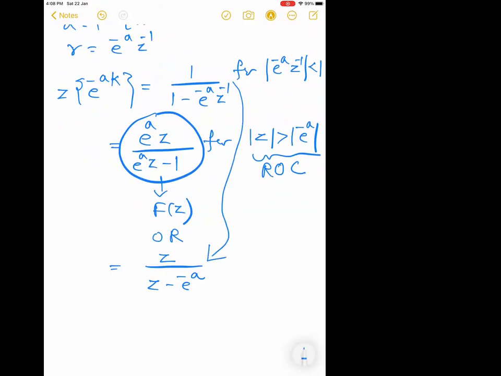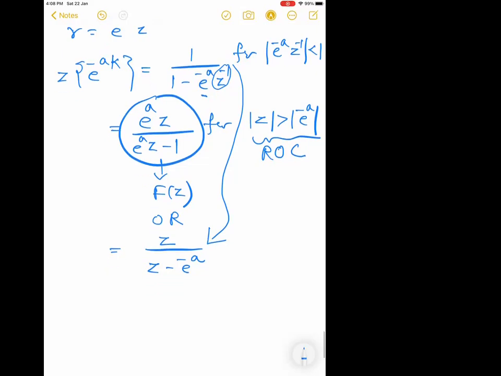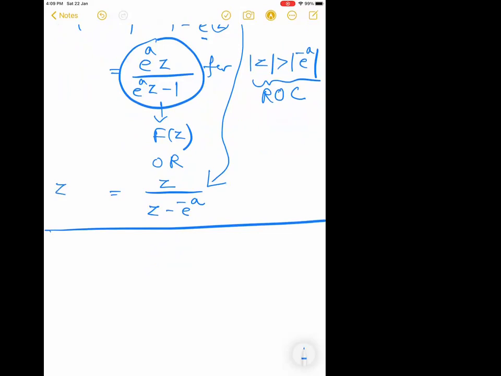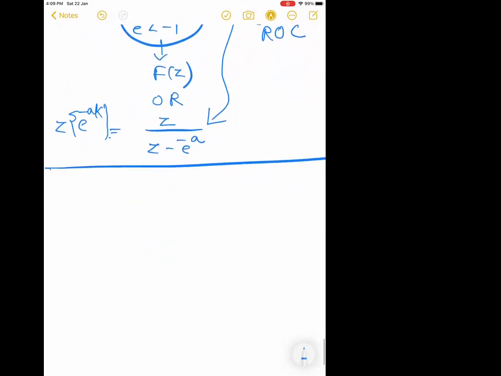If I take e raised to minus a as it is and only take z raised to minus 1 down, then it will be in that form. Okay, with this region of convergence. So just to know the z transform of e raised to minus ak, if it is a standard form and to be used in some examples, then directly you can make use of this z upon z minus e raised to minus a. Okay, now next we go to the fifth one or sixth one, whatever it is.